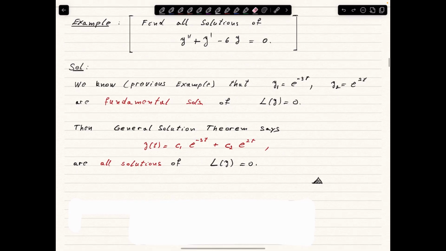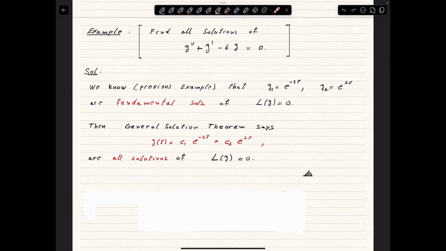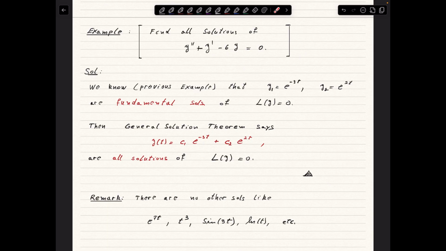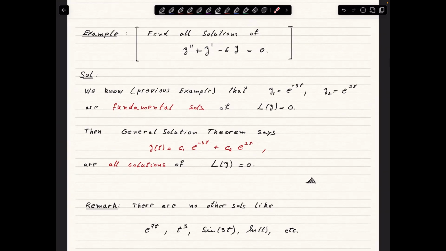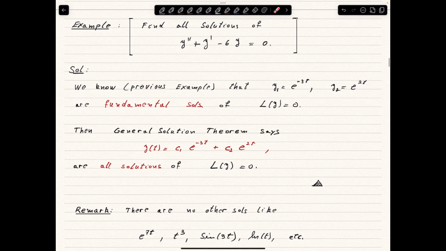And so a little remark then is that there are no other solutions. This is what the theorem is telling us. There are no other solutions to the differential equation. You can try any exponential you like, any trigonometric function, any other function. They are not going to be solutions of this equation. Only linear combinations of the two fundamental solutions.